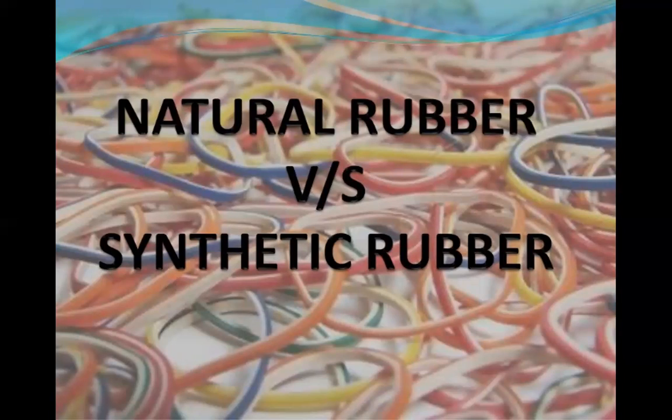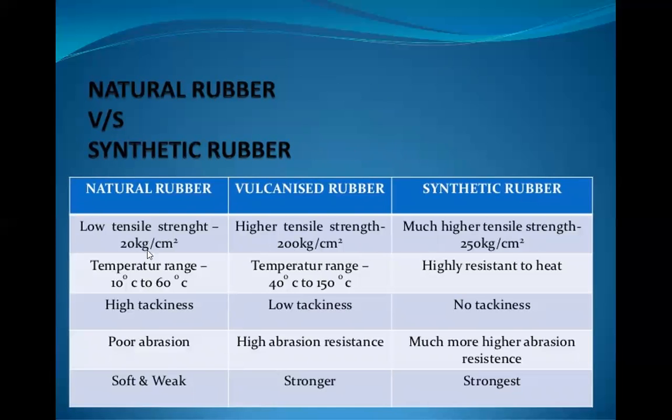Coming to the differences between natural rubber, synthetic rubber, and vulcanized rubber. Coming to the strength of these three types of rubbers, natural rubber has a low tensile strength of 20 kg per centimeter square, and vulcanized rubber has a high tensile strength of 200 kg per centimeter square, whereas synthetic rubber has a much higher tensile strength of 250 kg per centimeter square.